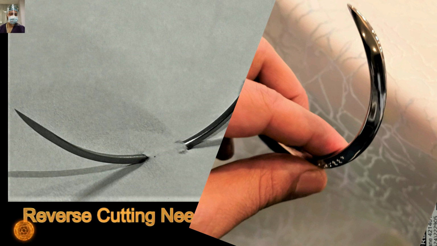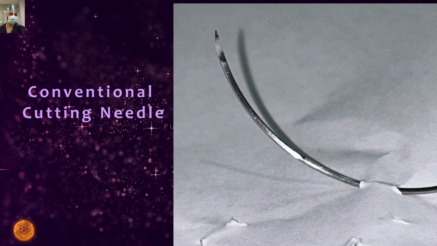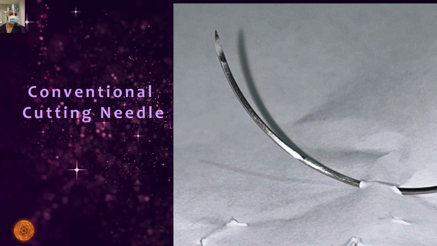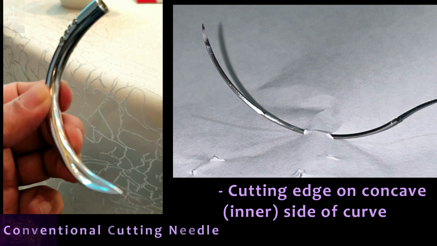The next most common needle that you will use will be the conventional cutting needle. In the conventional cutting needle, the cutting edge is towards the concave side, that is the inner side of the needle. So as you pass the needle through the tissue, the cutting edge is towards the wound margin. So there is possibility of tearing or tissue damage.